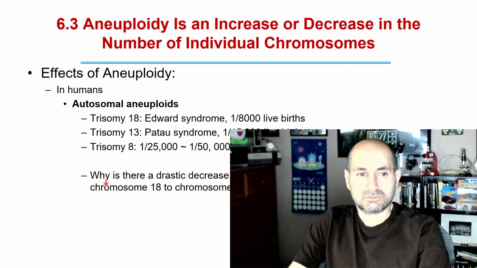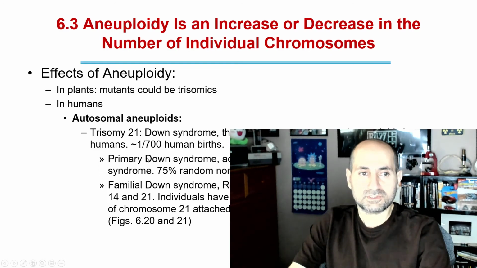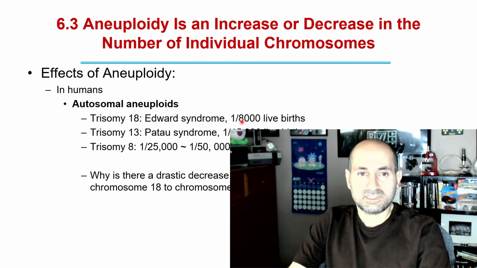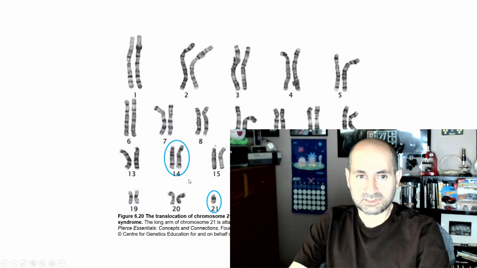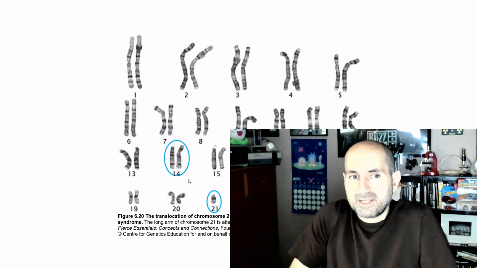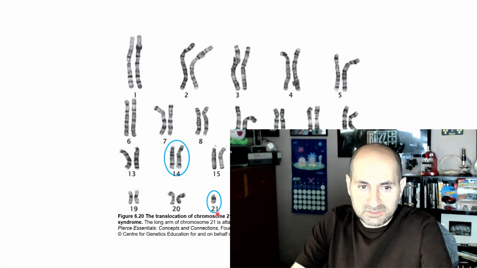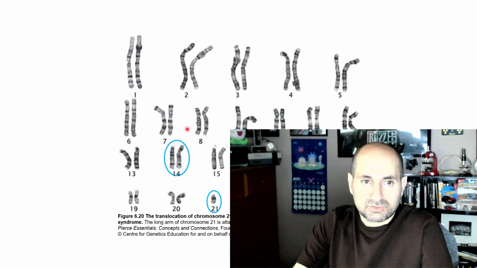Now, here's a question. Why is there a drastic decrease in the frequency of trisomic syndrome from chromosome 18 to 8? What do you think? This is a very good question. How come there's 1 in 700 humans with trisomy 21, 1 in 8,000 for trisomy 18, 1 in 15,000 for 13, 1 in 50,000 for 8? Why do you think the numbers keep getting more and more rare? Take a look here. Look at the human karyotype. Why would you think that it's much more common to have trisomy 21 than, let's say, trisomy 8?